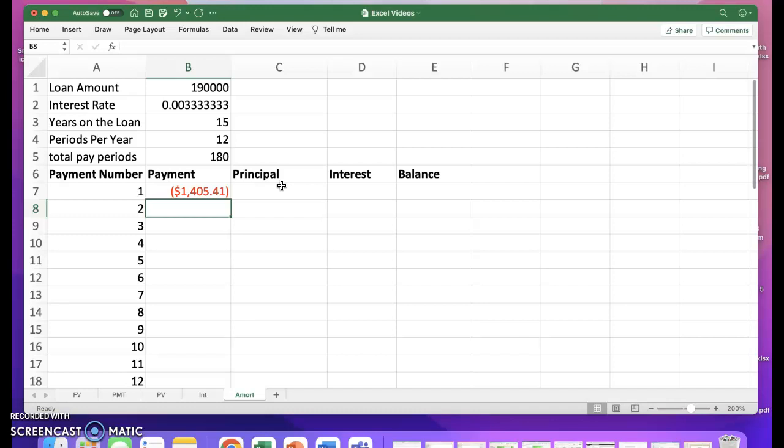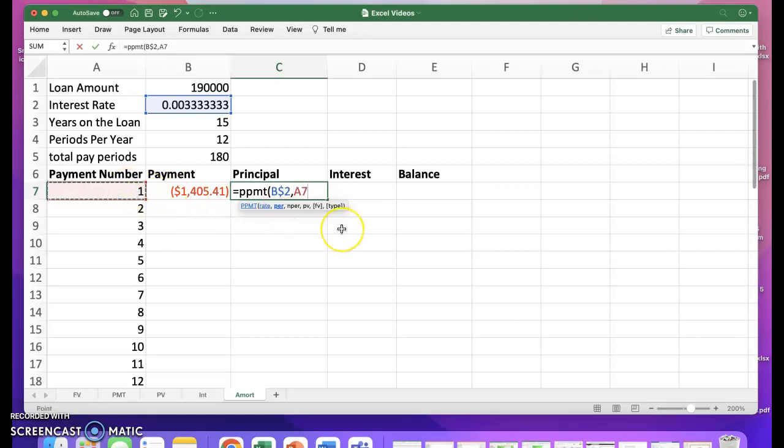Principal goes to reducing your loan amount. Interest goes to the bank. So for the principal, we're going to use the principal payment, PPMT function. I'm going to type in the rate, right? Because that's what's highlighted there. So again, the rate is B2. So B$2. Next, I need per. What is the period? Well, I can find the period in A7.